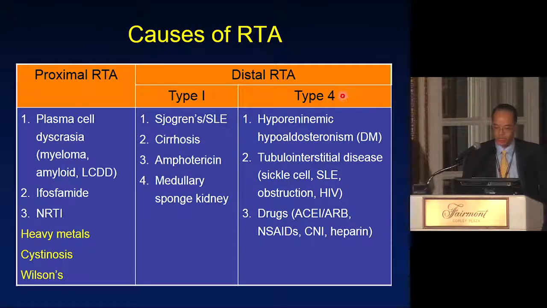And type 4 RTA is usually either due to, I didn't put this here, but adrenal insufficiency technically causes type 4 RTA. Hyporeninemic hypoaldosteronism that you heard about earlier is the most common cause that we see, or drugs that inhibit the renin-angiotensin-aldosterone axis, like ACE inhibitors, ARBs, renin inhibitors, and so on. But you should be aware that some of these renal disorders that predominantly affect the tubular interstitium, like sickle, lupus, obstruction, HIV, can also cause type 4 RTA.